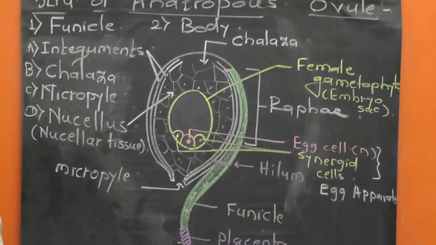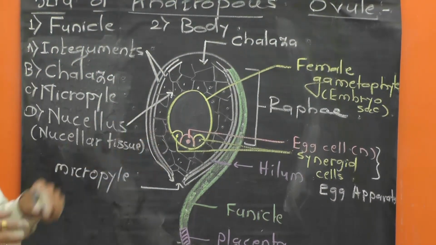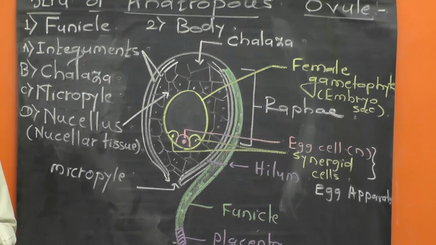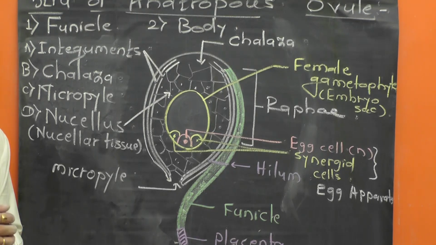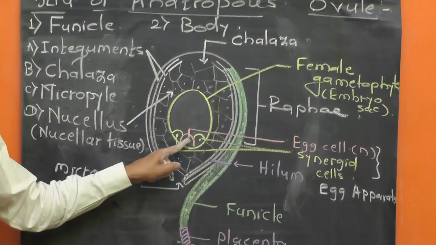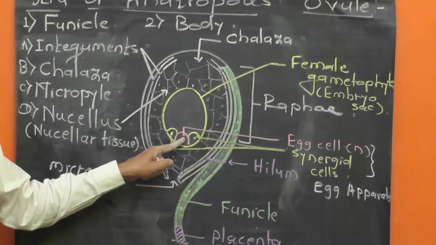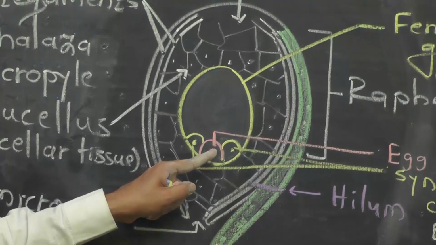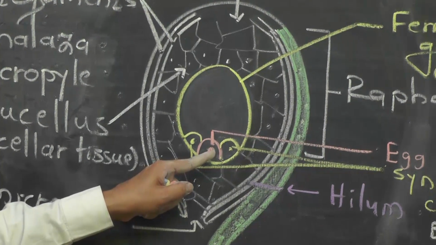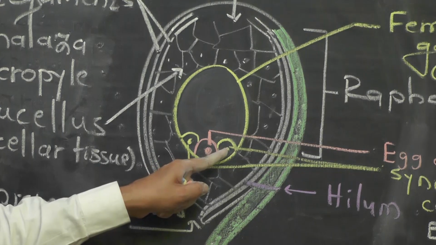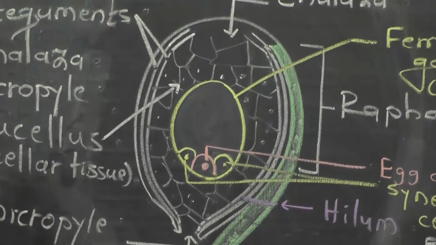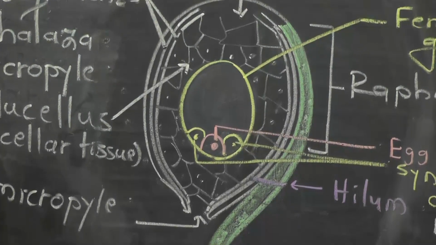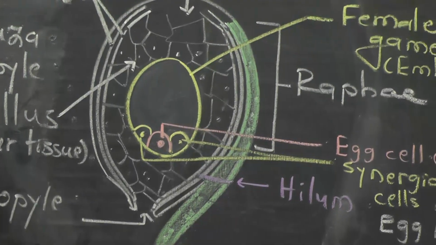Now what is the role of the egg cell and synergid cells? That you will study maybe in the next topic, but here also I am going to tell you briefly. The egg cell takes part in the process of fertilization. First fertilization. What is first fertilization? That we shall study later on. And these synergid cells facilitate the bursting of the pollen tube. How is that? That also we shall study later on.